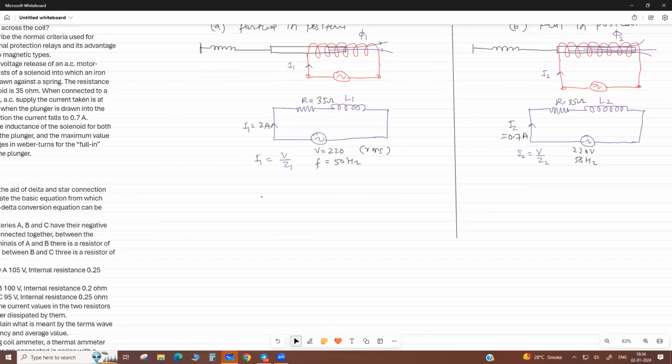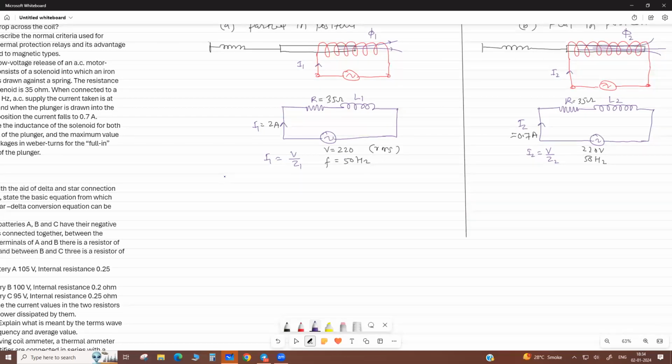If currents are given, then we can calculate their impedance. Z1 equals V by I1, 220 by 2, 110 ohm. Here, Z2 equals V by I2. It is 220 by 0.7.